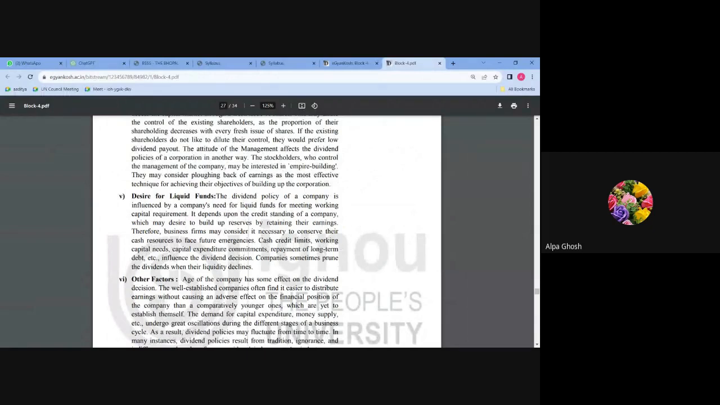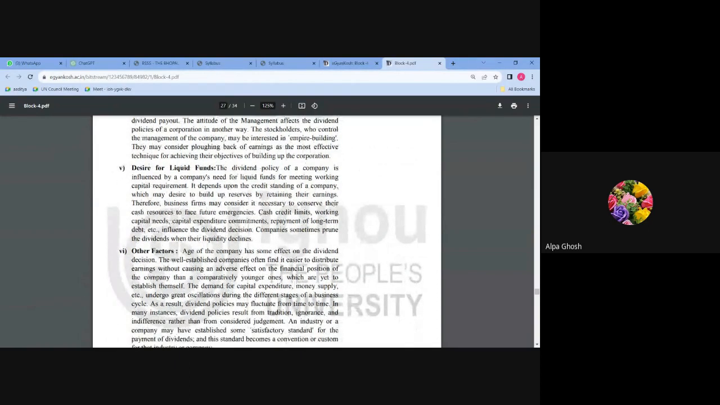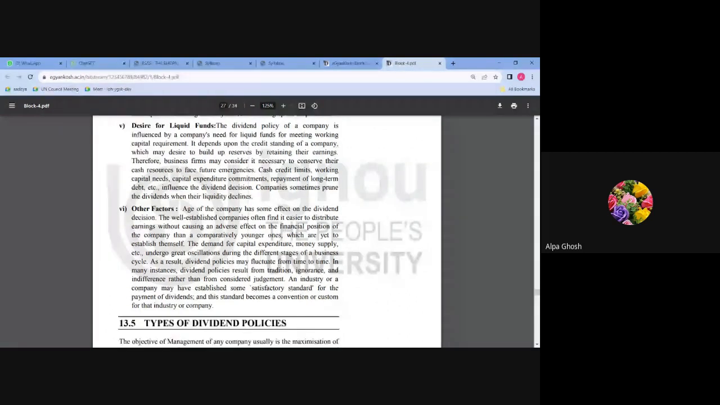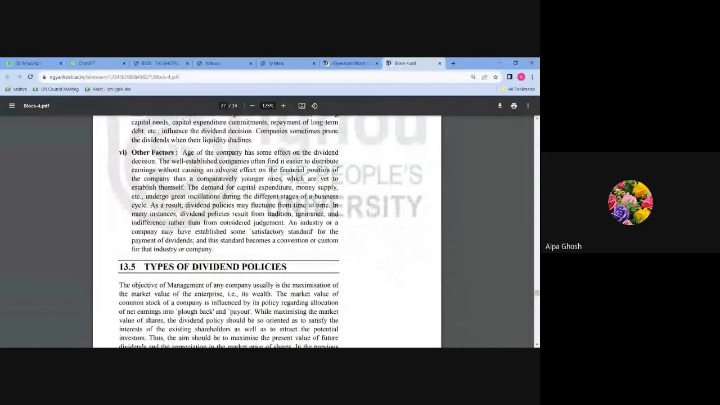In other factors, we take the cases like how it is going to affect the money supply, what will be the capital expenditure, how much amount you require to promote yourself. So these are the factors affecting or the determinants of dividend policy.